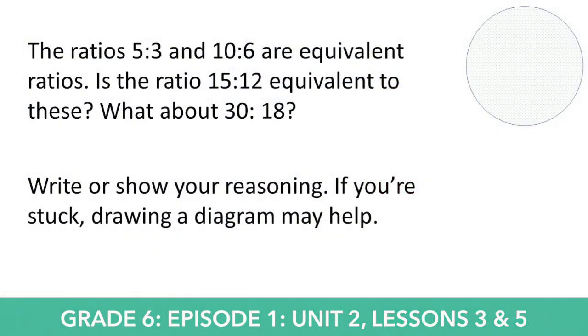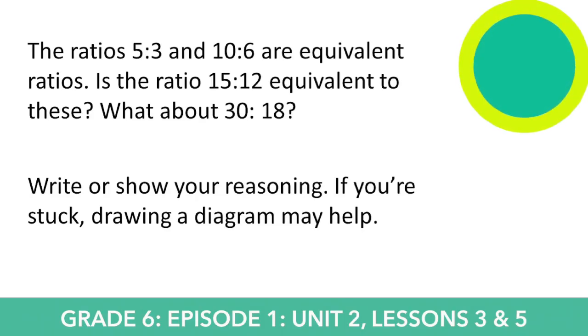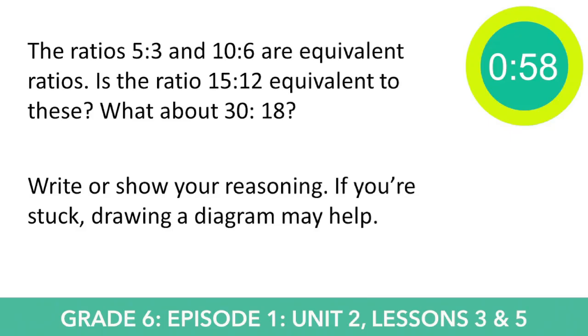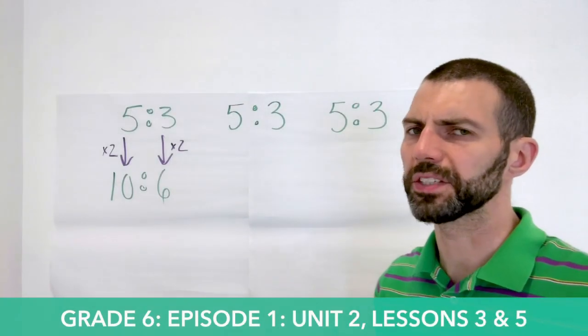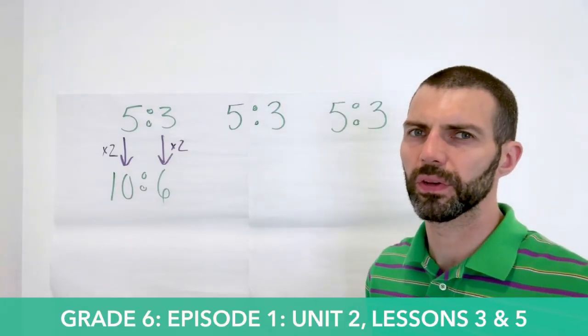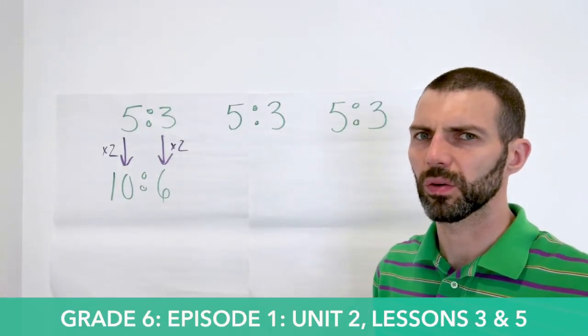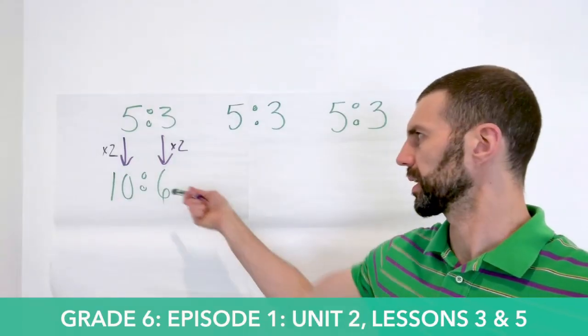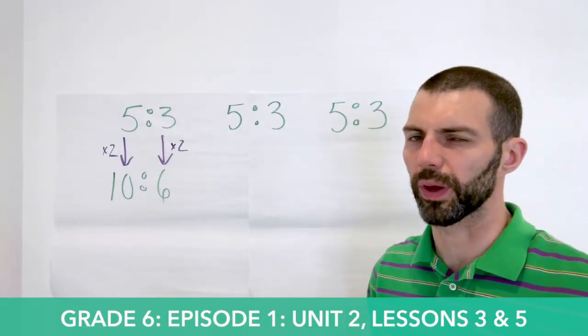Let's consider two other ratios and see if they're equivalent to the ratios that I have. So what about 15 to 12? Is 15 to 12 equivalent to my two ratios? What about 30 to 18? Okay, so I asked you to consider if 15 to 12 and if 30 to 18 was equivalent to 5 to 3 and 10 to 6, the ratios that I started with.